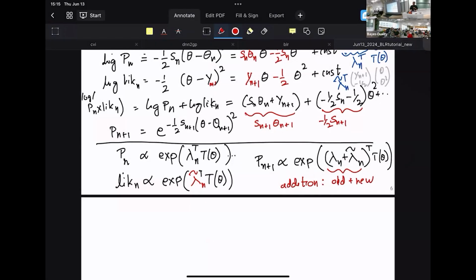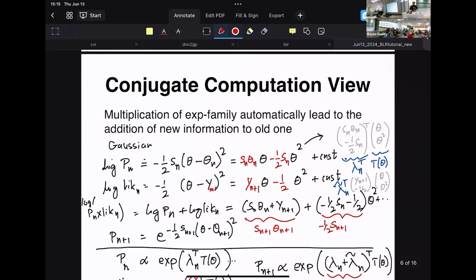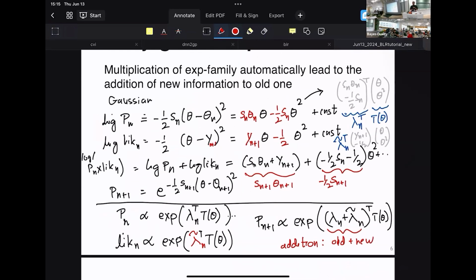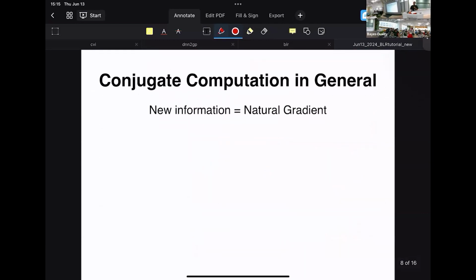Okay, so we've learned some things. We learned the exponential family, and that when you multiply exponential family distributions, they lead to addition of natural parameters, and things are happening automatically, is what we have seen so far. So let's go to the next part, where I think we are moving closer to natural gradient.